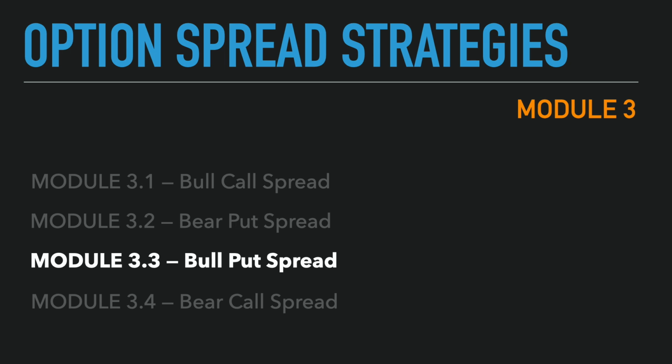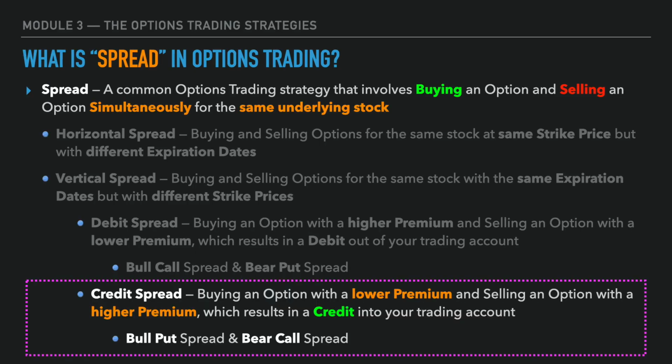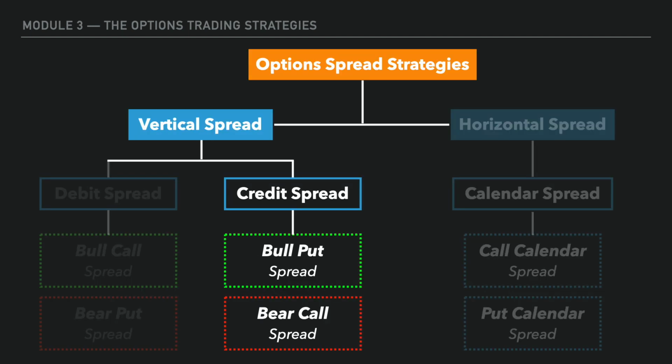Alright, let's get started. Before we jump into the details of the bull-put spread, let's take a quick recap of what is a credit spread. Basically, a credit spread is exactly the opposite to the debit spread. When you are taking a credit spread trade, you will be buying an option with a lower premium and selling an option with a higher premium. And that will create an instant credit for you into your trading account. And that is why it's called the credit spread. The two classic credit spread strategies are bull-put spread and the bear call spread. These are exactly what we'll be discussing for the rest of this module 3.